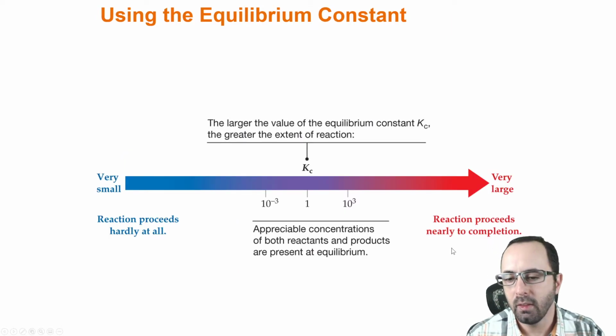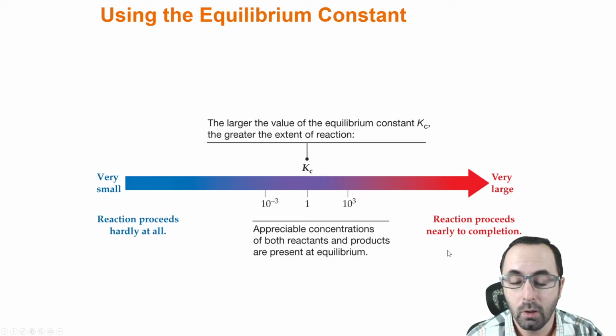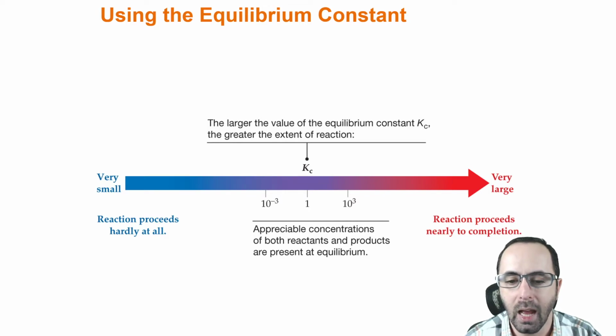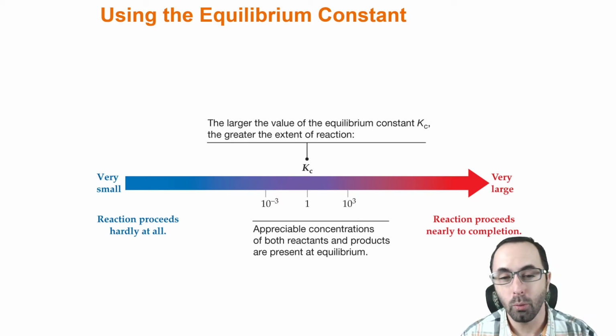So that's a statement on heterogeneous equilibria. Again, only include gaseous or aqueous species in your expression. Now, what does the K mean for us? Why do we care about the K? Well, the size of the K tells us something about how much product and reactant we're going to have at equilibrium, which is super important if you're running reactions that you're trying to produce products, right?